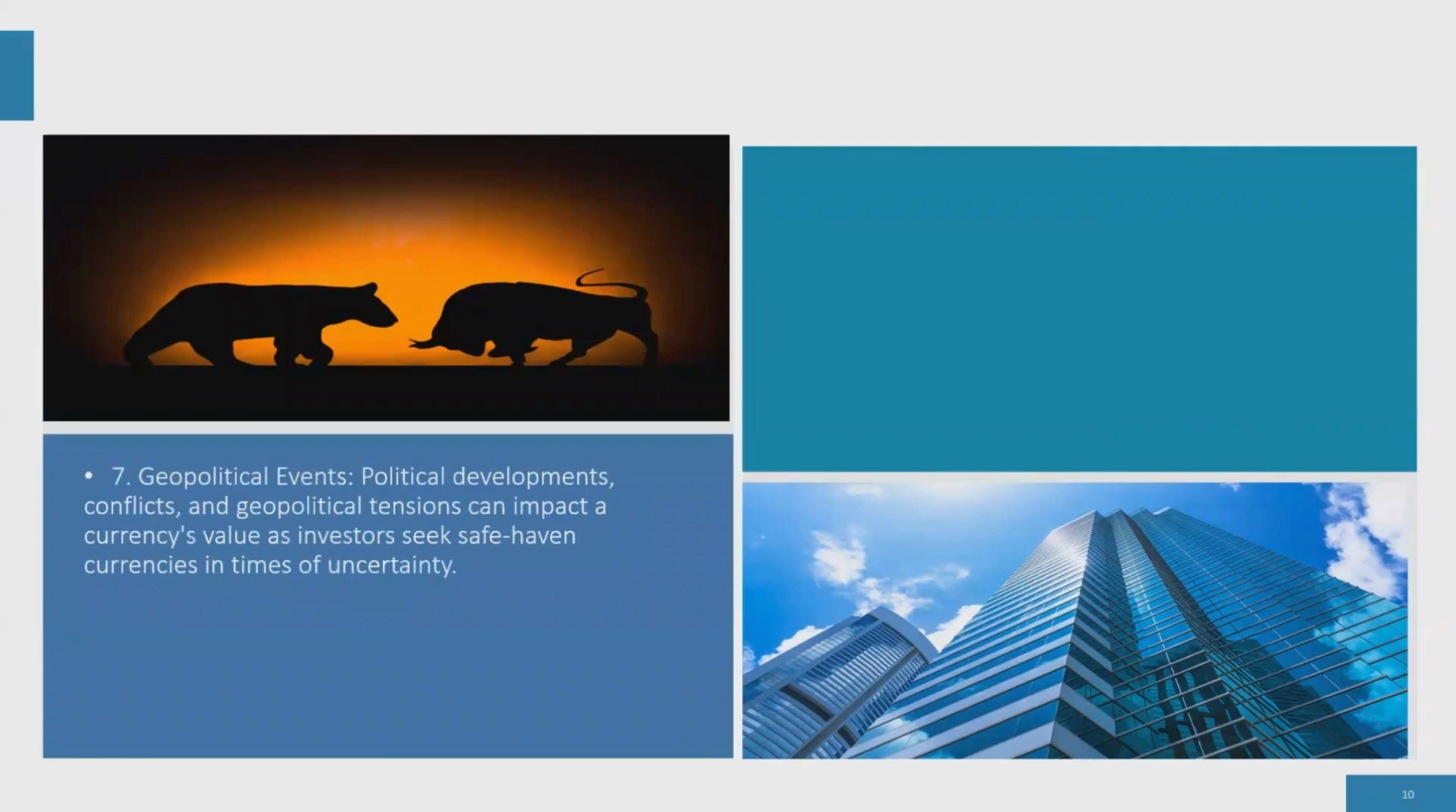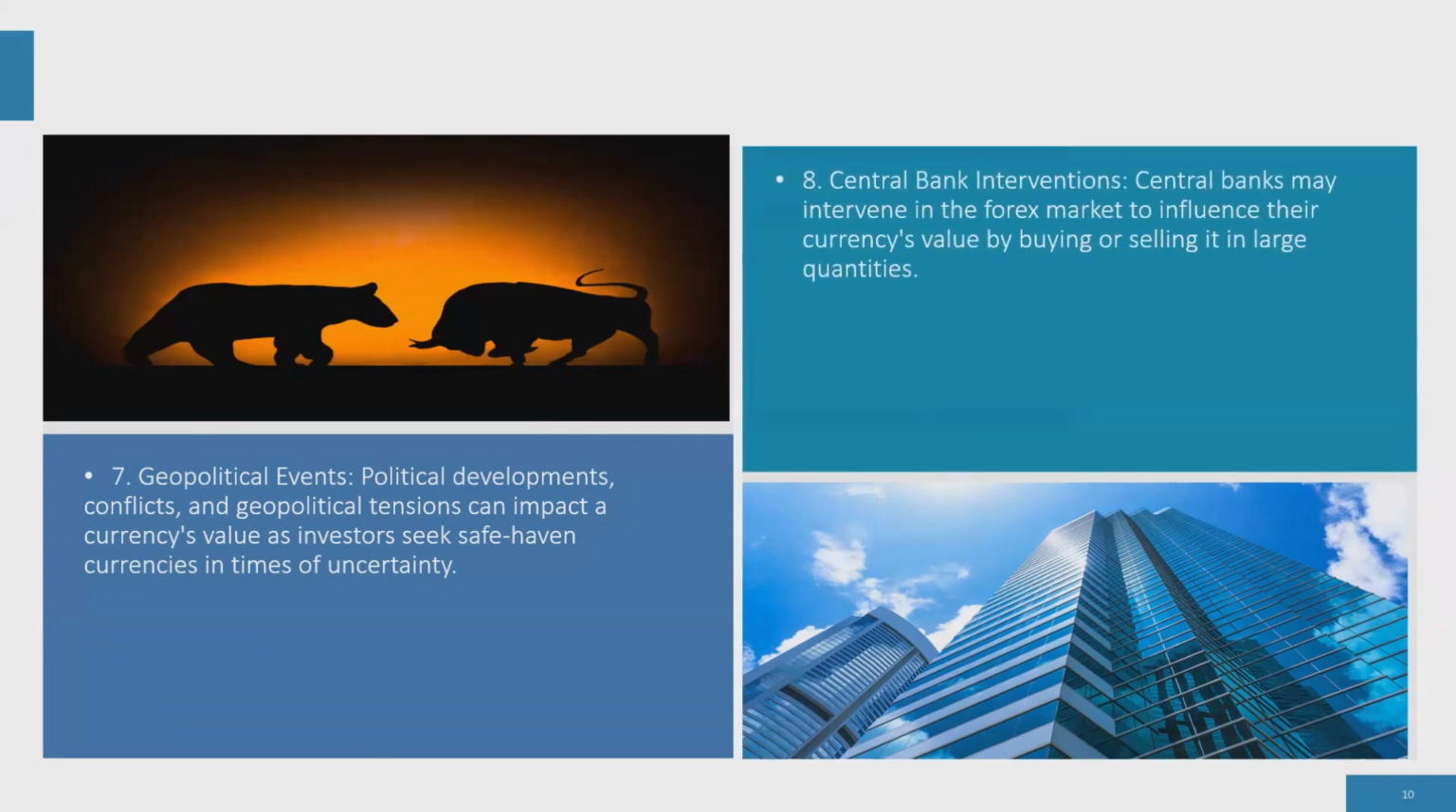Number 7 is geopolitical events. Political developments, conflicts, and geopolitical tension can impact currency value as investors seek a safe haven currency in times of uncertainty, right? Number 8, central bank interventions. Central banks may intervene in the Forex market to influence their currency value by buying or selling it in large quantities. Yes, the central banks do this very often, right?